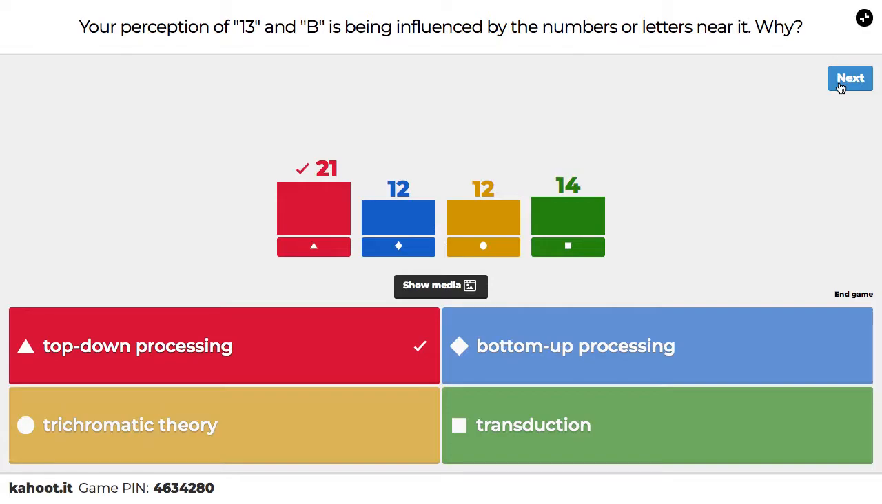And then transduction is what? That's an important one. In the eye, transduction is changing the light waves to a neural message in the retina, and in the ear, in the cochlea, it's changing the vibrations to a neural message.